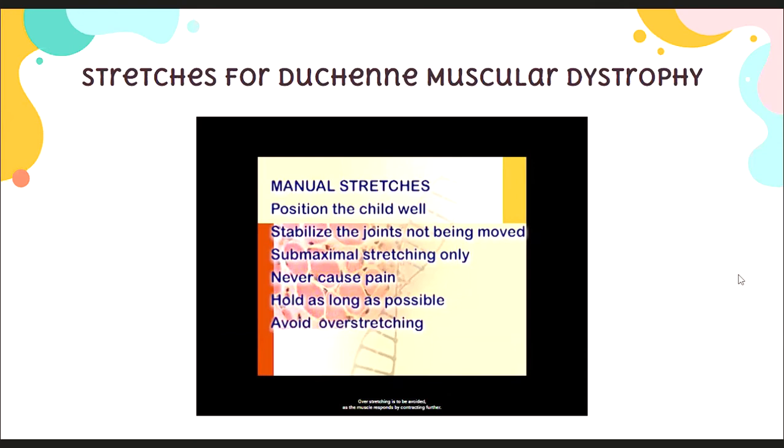Overstretching is to be avoided as the muscle responds by contracting further. If the boy actively resists, a lengthening contraction occurs which may cause further damage to the muscle fibers.